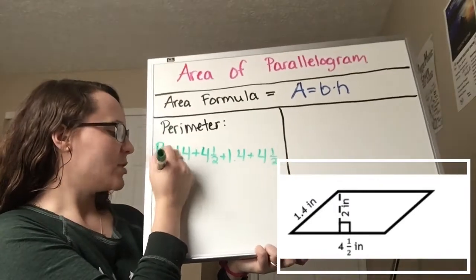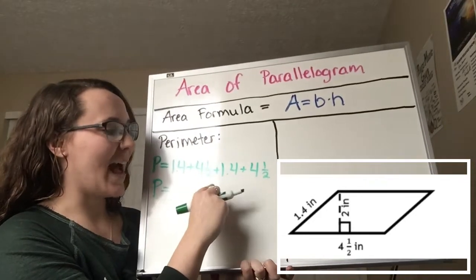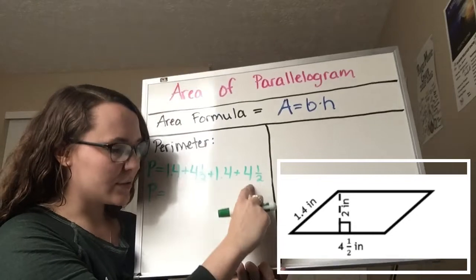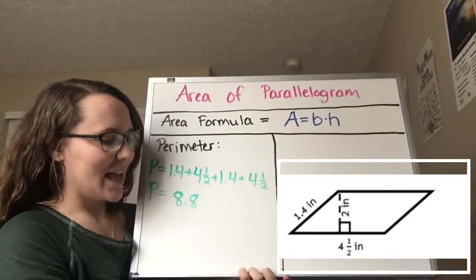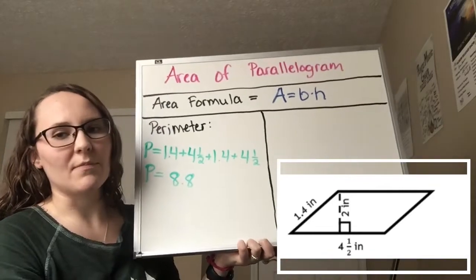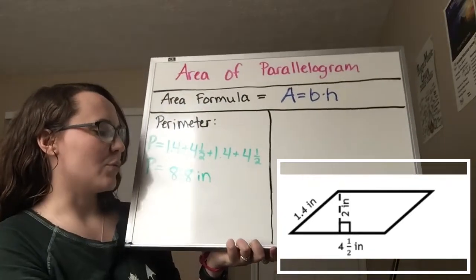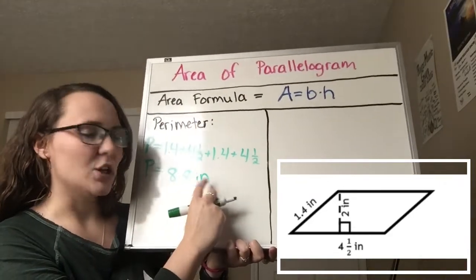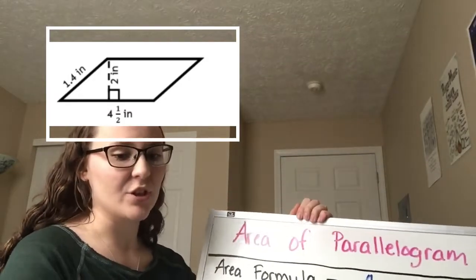So what do I get when I add up 1.4 plus 4.5 plus 1.4 plus 4.5? You would get 8.8, and then what was the unit we were given? We were given inches. So we would say the perimeter around this shape is 8.8 inches. Don't forget your unit.